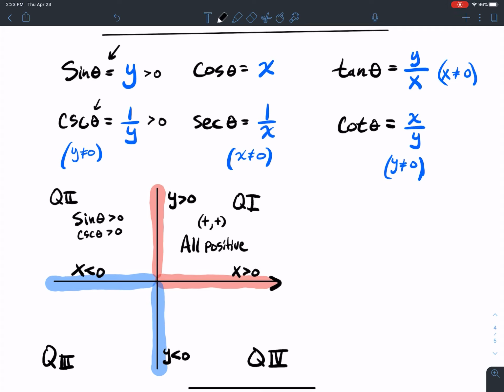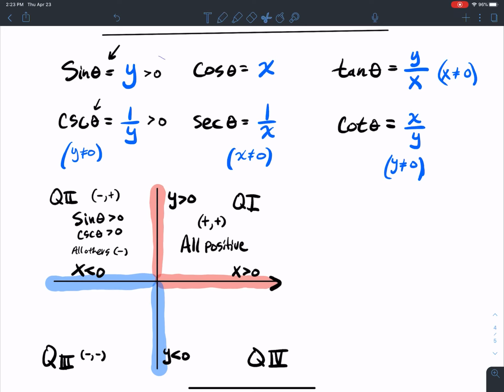Okay? All the others are negative. Okay? So anything that has x values in it are negative. So which ones have x's in them? You've got secant, cosine, tangent, and cotangent. Those are all negatives in the second quadrant. Okay? So all others are negative. All right, now down here, both the x and the y values are negative.